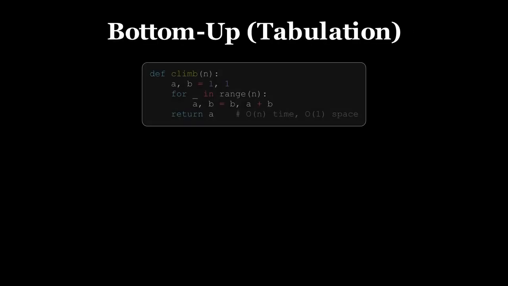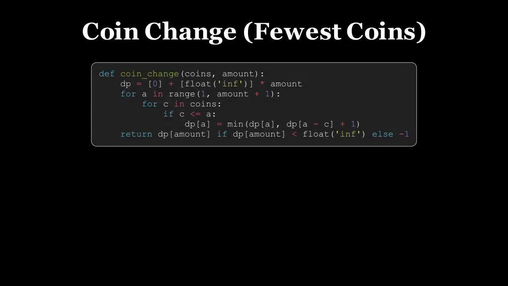The bottom-up version is tabulation. Instead of recursing down, build up from the base cases in a loop. Start with the answers for the smallest steps, then each step is the sum of the previous 2. No recursion, no call stack. And since we only ever need the last 2 values, we can drop the table entirely and run in constant space. Real DP shines on optimization.